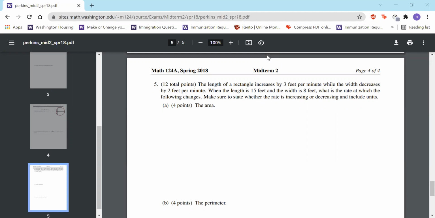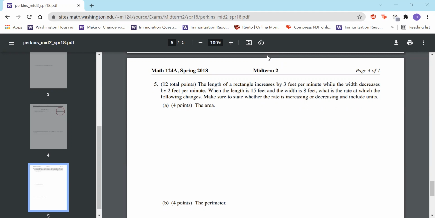So for part B, the perimeter is all decided. It's going to be 2 widths and 2 lengths, so it's going to be 2x plus 2y. That is the perimeter. So you have the perimeter P.